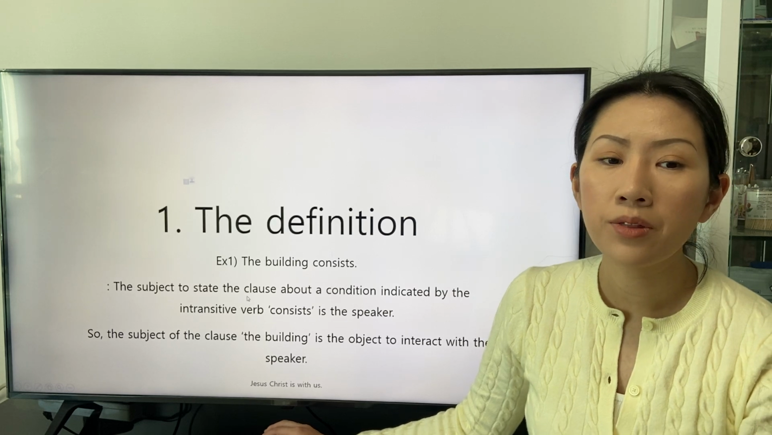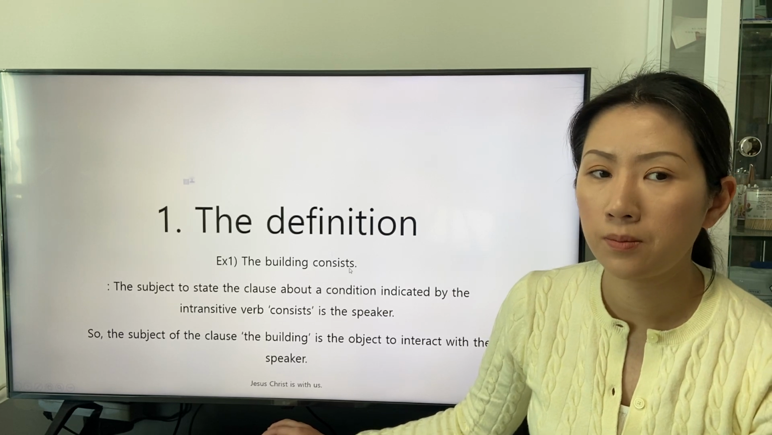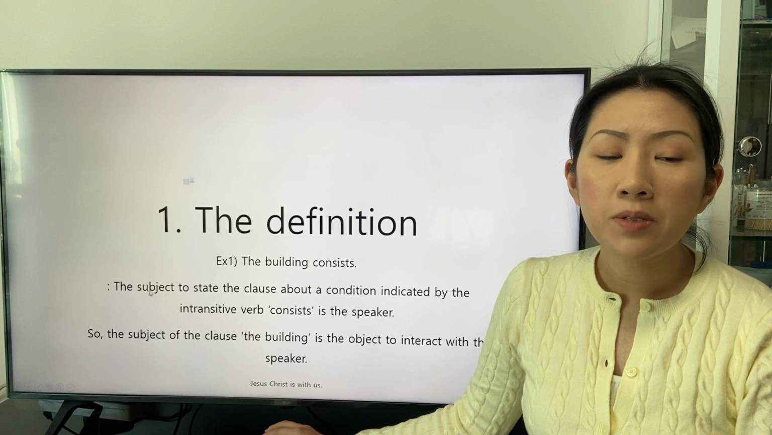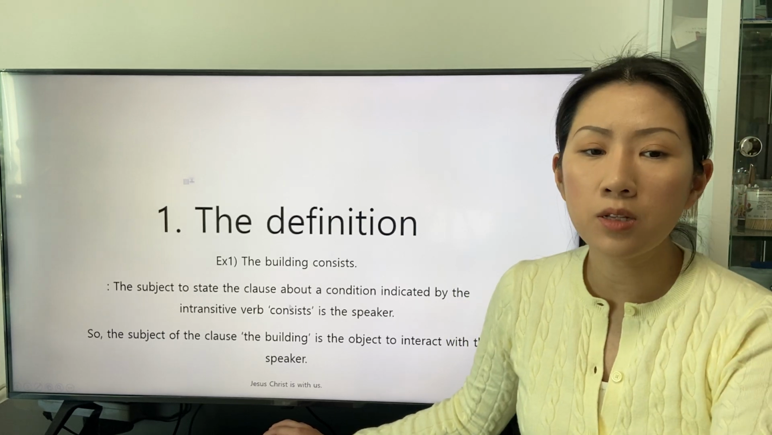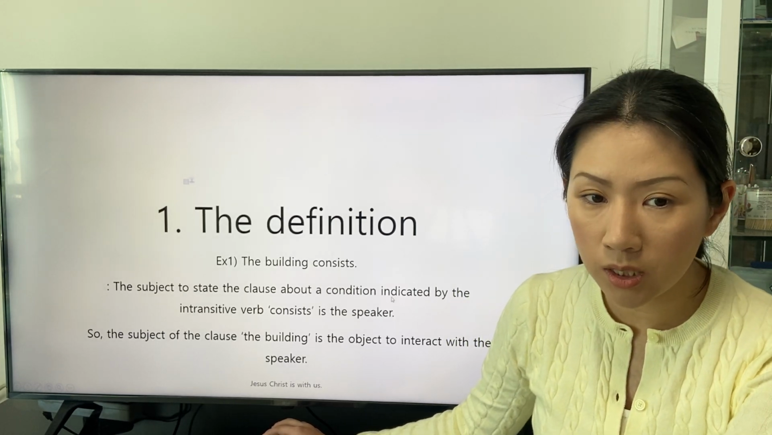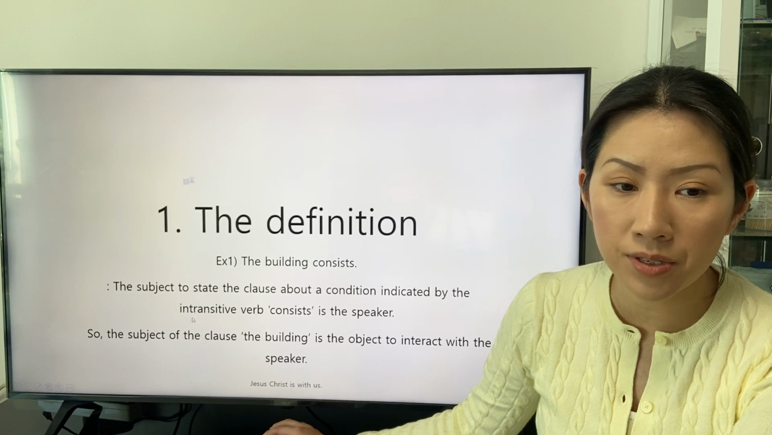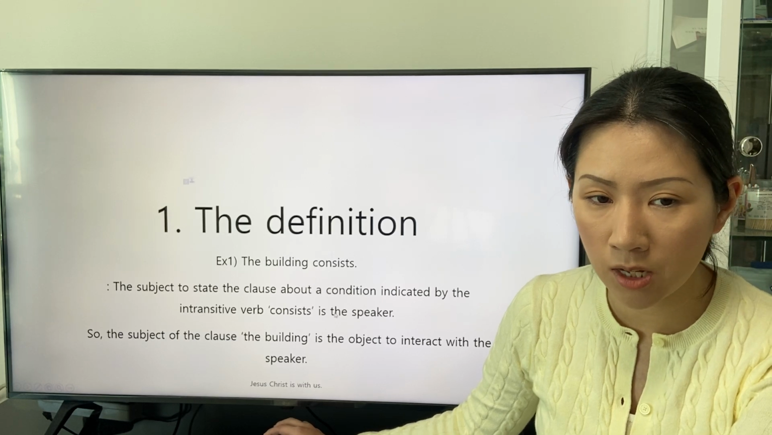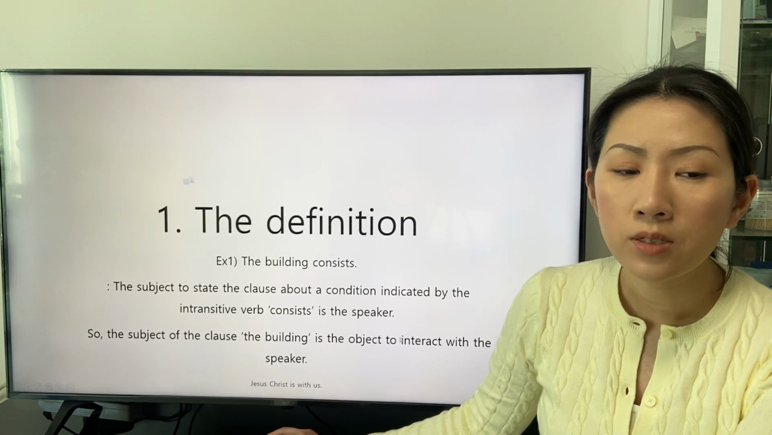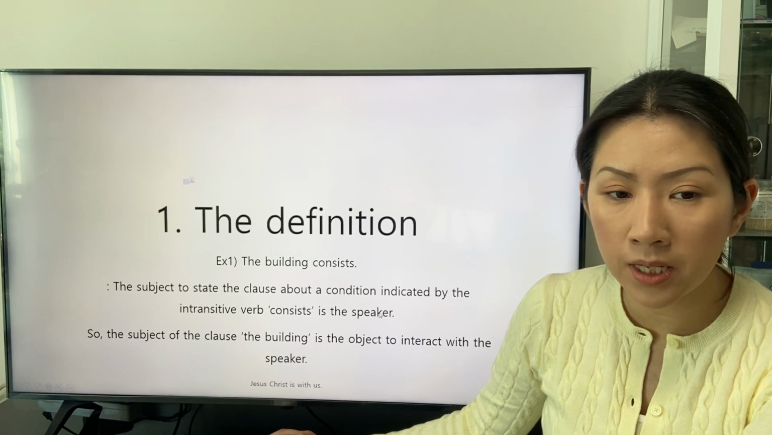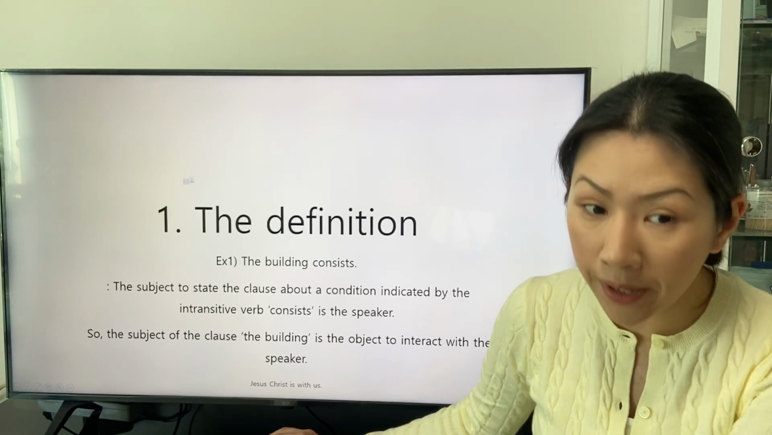There is a clause, the building consists. The subject to state the clause about a condition indicated by the intransitive verb consists is the speaker. So the subject of the clause, the building, is the object to interact with the speaker.